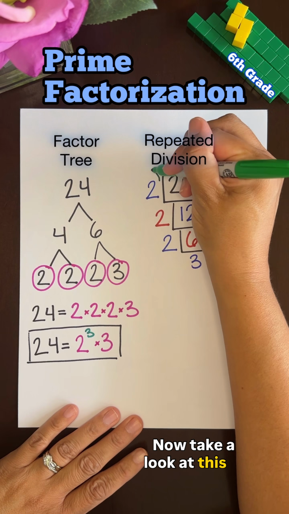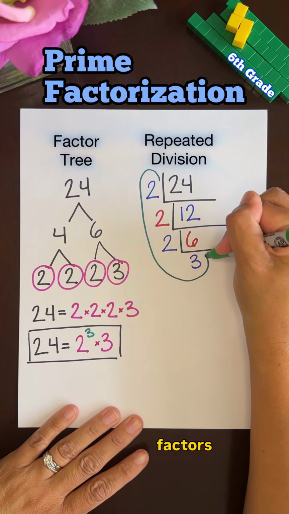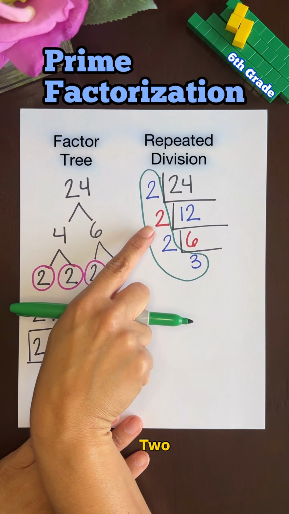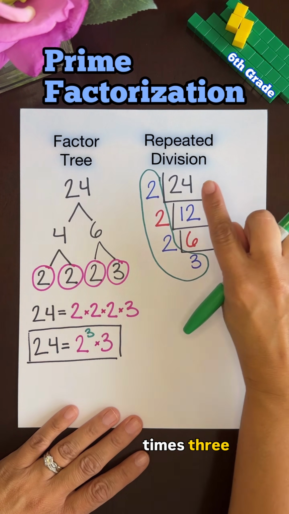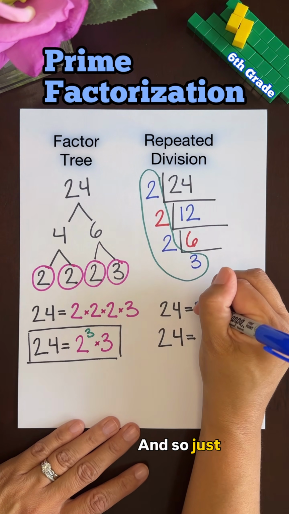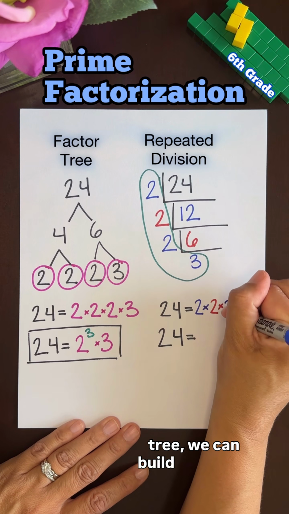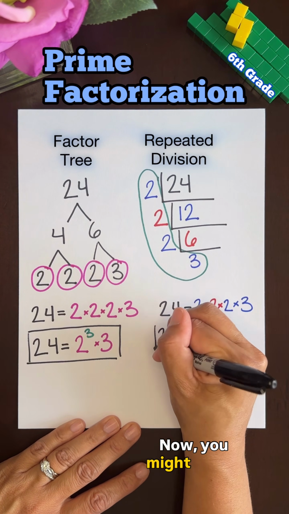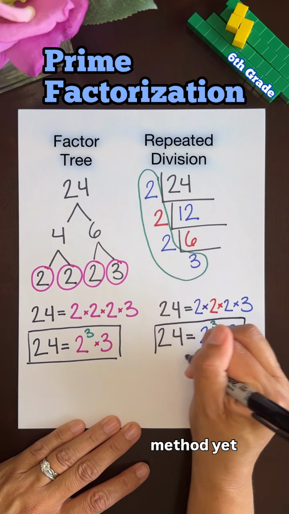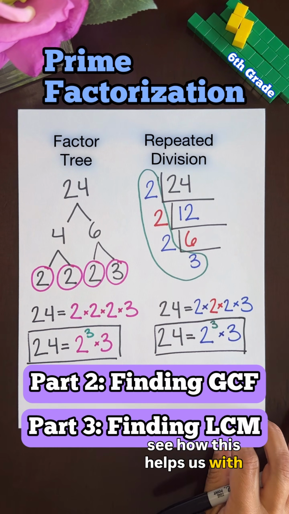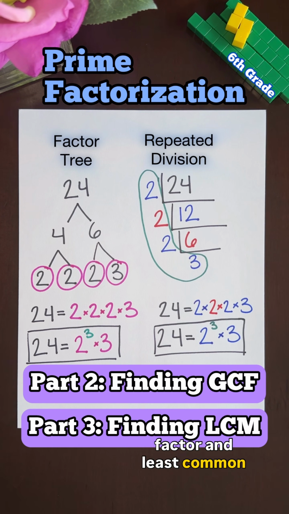Now take a look at this L. These are all of the prime factors of 24. 2 times 2 times 2 times 3 is 24. And so just like with our factor tree, we can build our prime factorization. Now, you might not be too impressed with this method yet, but wait till you see how this helps us with our greatest common factor and least common multiple.